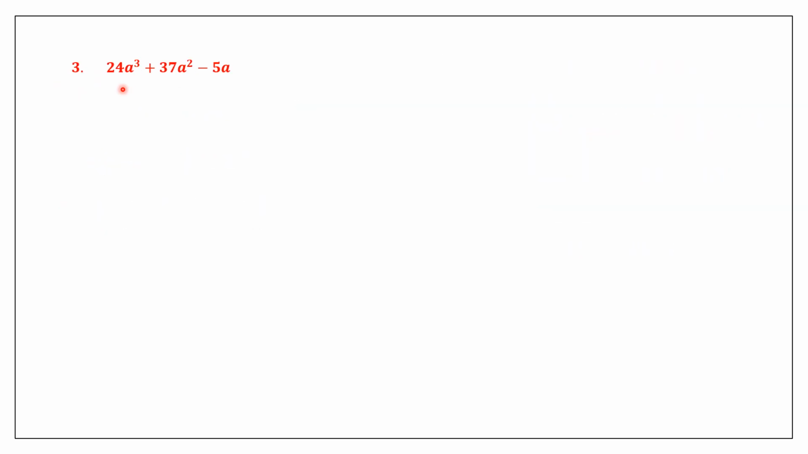Question 3. 24a cube plus 37a square minus 5a. So in this operation, as you can see, the terms are arranged in descending order of powers. It can be in descending order of powers or ascending order of powers. Only if it is mixed up, you need to rearrange. Now here we can leave it as it is. So now the first step is factor the greatest common factor.